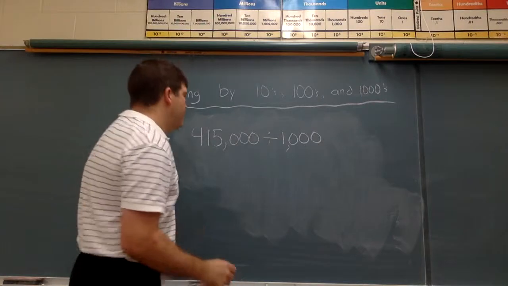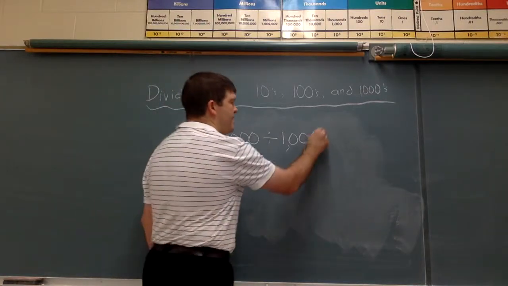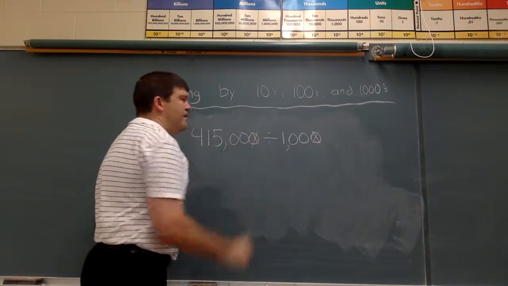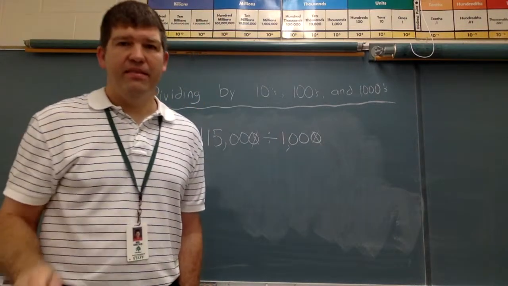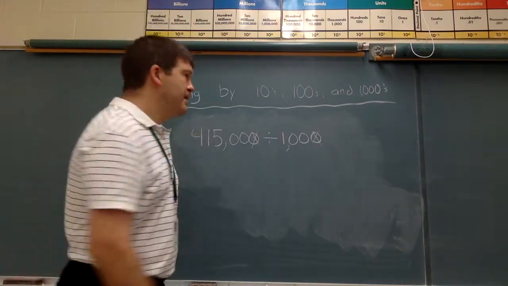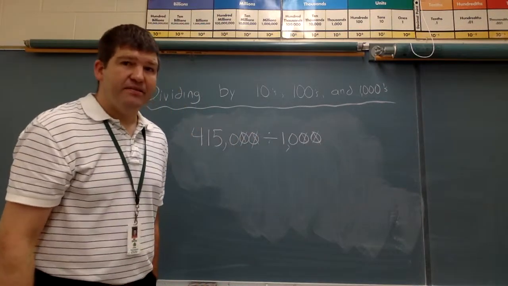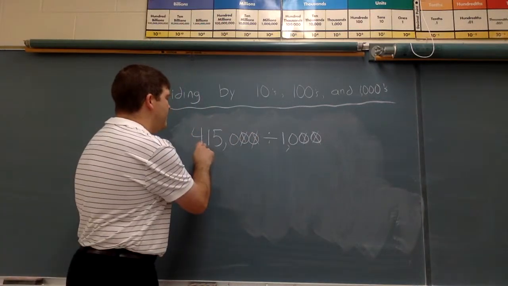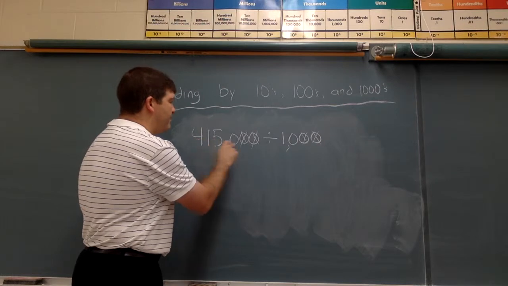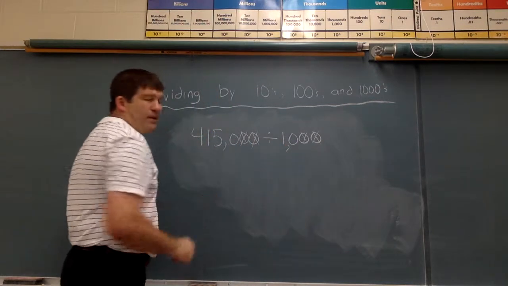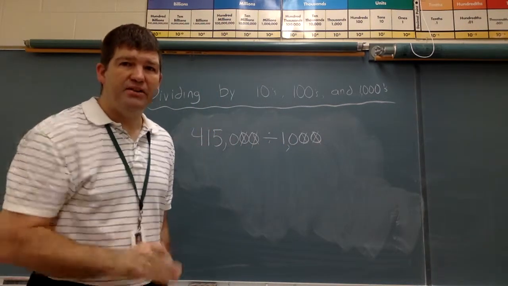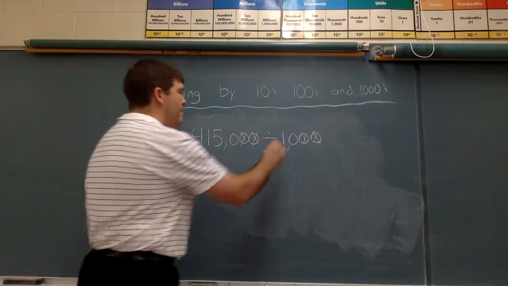Okay, so what I'm going to do, I see they each have a 0 in the 1's place. Get rid of it. 0 in the 10's place. That's nice. So now I'm down to 4,150 divided by 10. But I also see a 0 in each number in the 100's place. Okay?